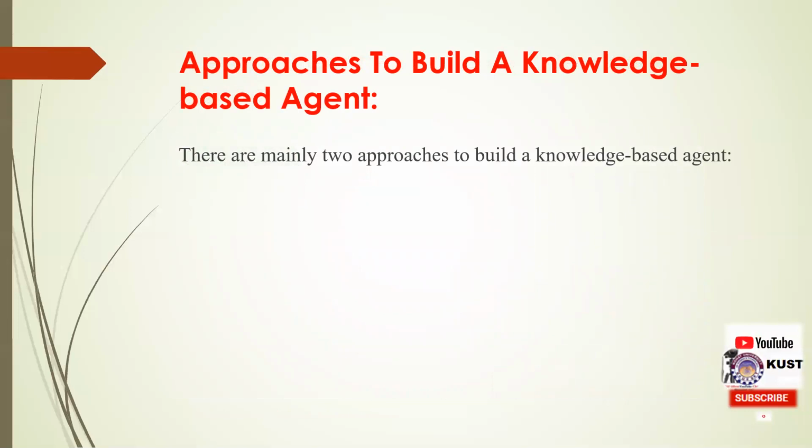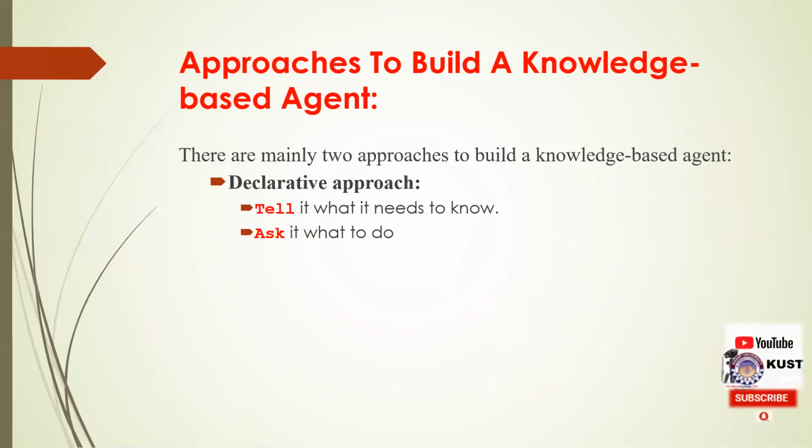There are mainly two approaches to build a knowledge-based agent. The declarative approach: we can create a knowledge-based agent by starting with an empty knowledge base and telling the agent all the sentences with which we want to start. This approach is called the declarative approach. We need to tell the system, and the system will ask from the knowledge base. So these are the two procedures that will be included in the declarative approach.